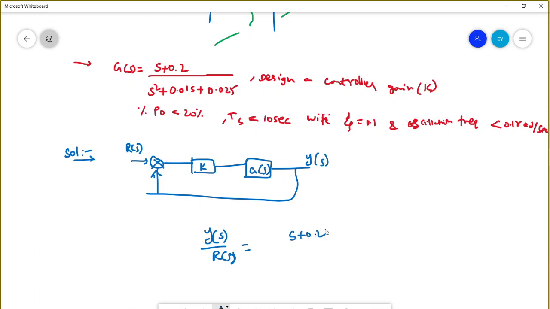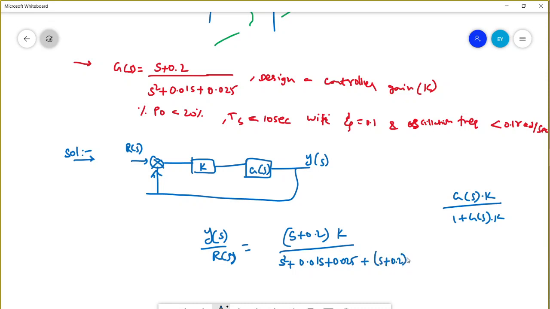k times g of s divided by 1 plus g of s times k. I am writing the final expression; just substitute and solve systematically. You will get s square plus 0.01 s plus 0.025 plus s plus 0.2 into k. This is nothing but the closed loop equation, and this is the characteristic equation.